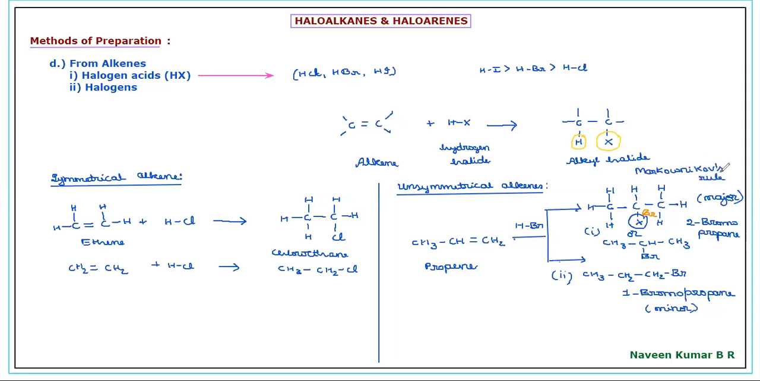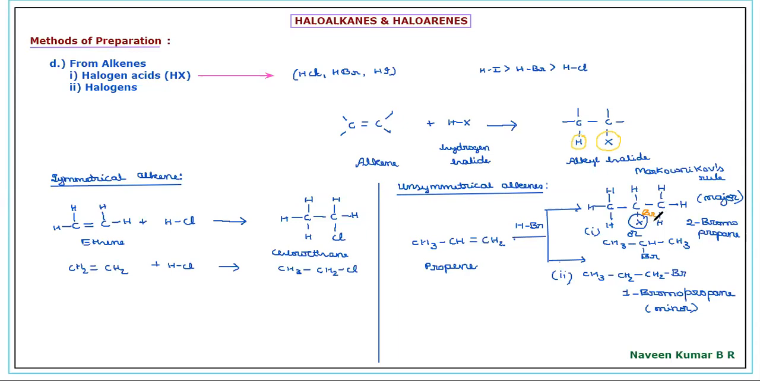Here the negative part of the addendum, that is the Br minus halide ion, gets added to the carbon atom of an alkene which possesses the lesser number of hydrogens. Now between the two, the middle carbon possesses the lesser number of hydrogens, and the negative part of the adding molecule, Br minus, gets added to this middle carbon. Hence, this will be obtained in the major yield.